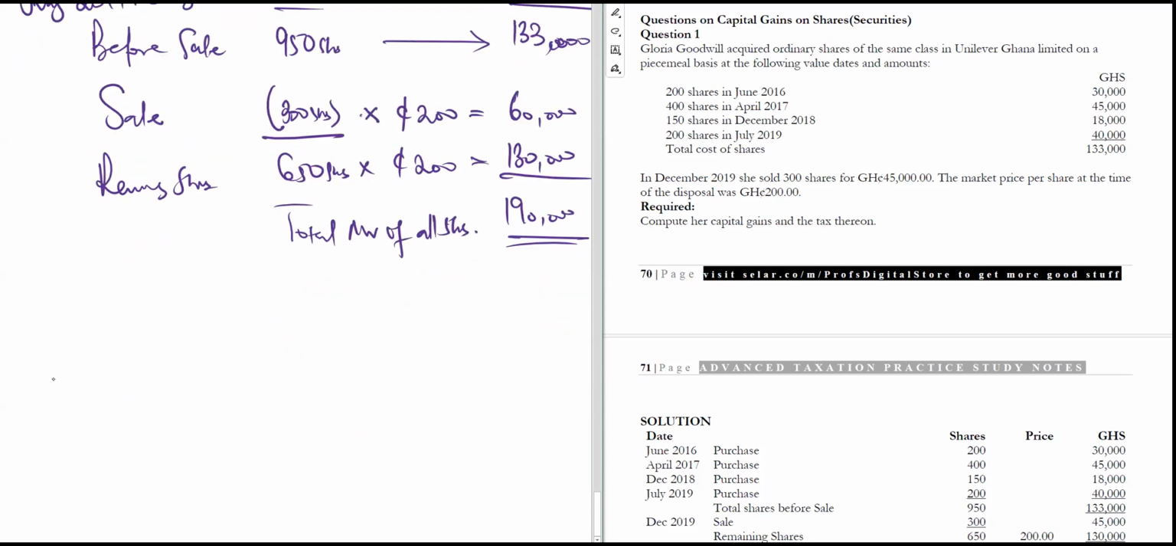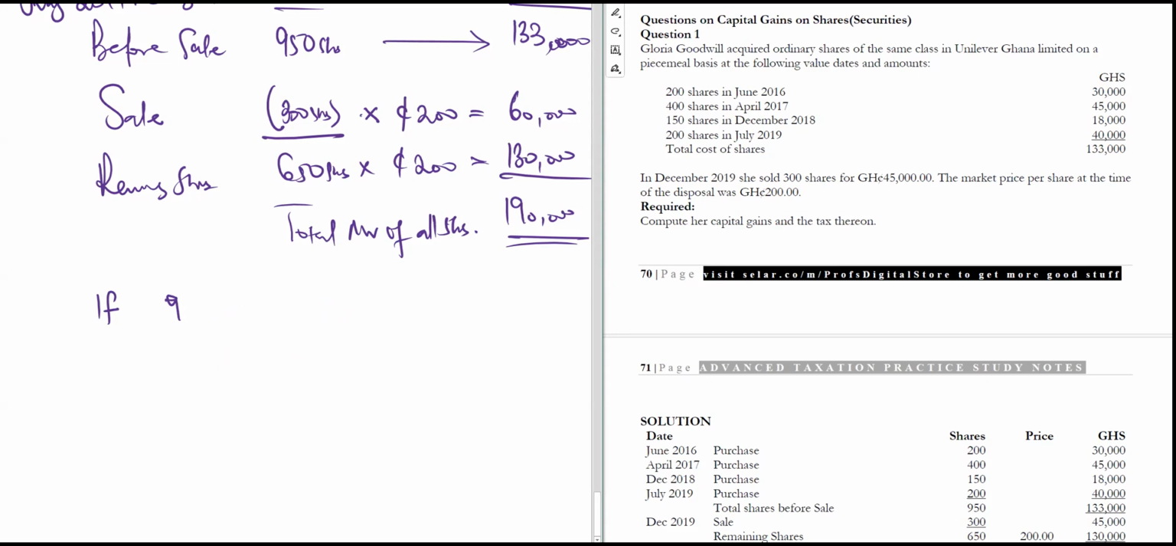So this is what you are saying, that it's a ratio that you are doing. You are saying if 950 shares were able to give us 133,000, that's the total cost. If you like, you are saying that if 950 shares was giving us 133,000, then the 300 shares is going to give us what? That could still be used to get the same equivalence of the cost, right?